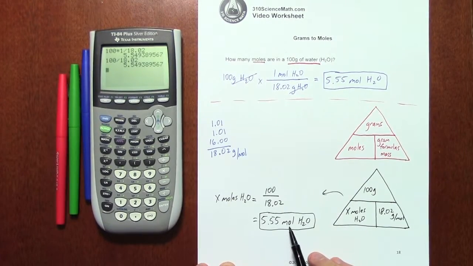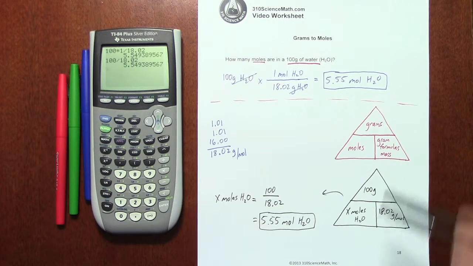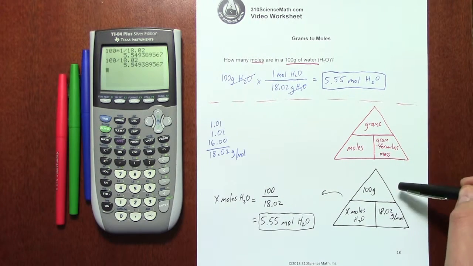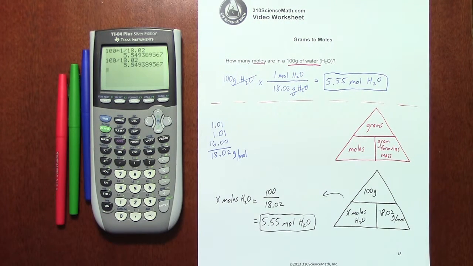Okay, so you may notice that I use the abbreviation for the mole, which is MOL. Either way is fine. If you wanted to write moles of water, that is also acceptable. Okay, that's all I have for you in this video. Watch it again or download the free worksheet and see if you can duplicate what I just did using either dimensional analysis or using one of these magic triangles.